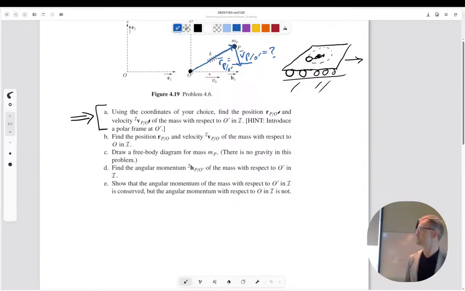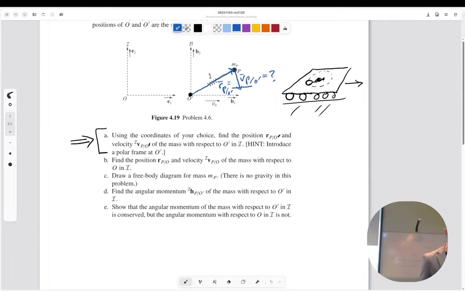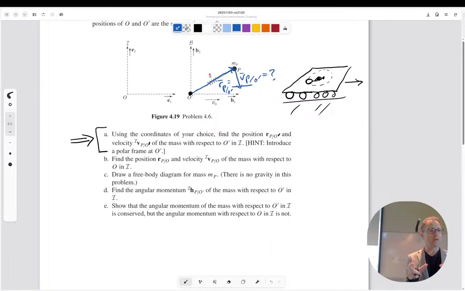So when we're saying we need coordinates of our own choice, right now we have this reference frame of B1 and B2. Do we want to call this X and Y? Like its position is an X and a Y? No? Why not?